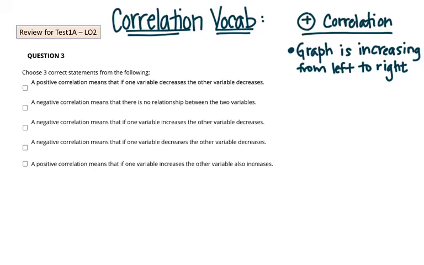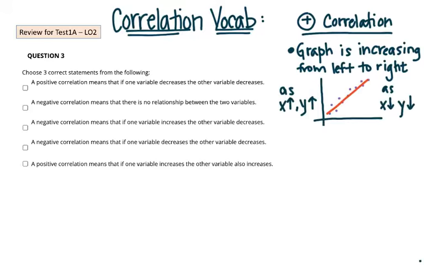In a positive correlation, the graph of the scatter plot will be increasing from left to right, which means as x increases, y increases, or you could also say as x decreases, y decreases. The point is they're both moving in the same direction.